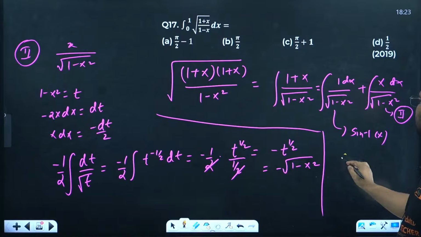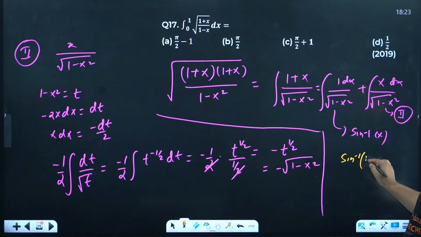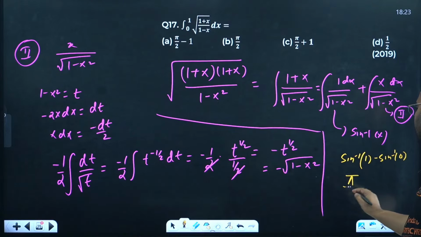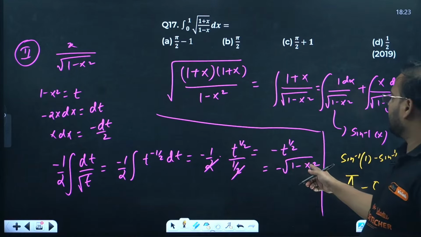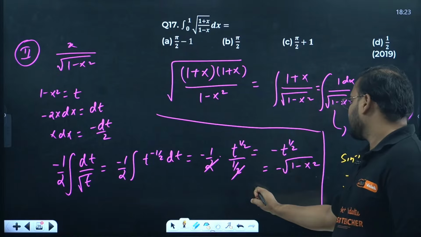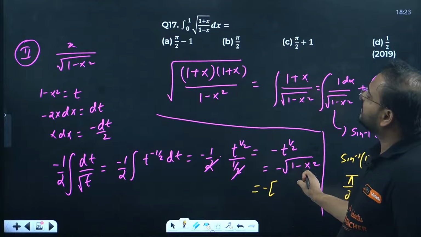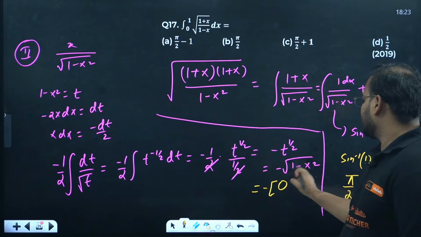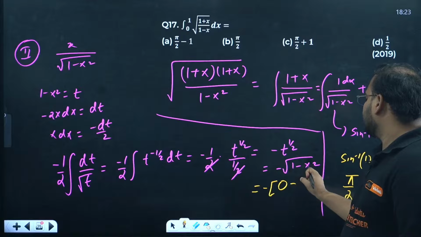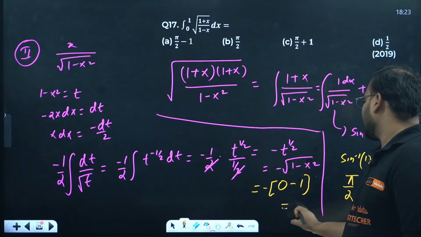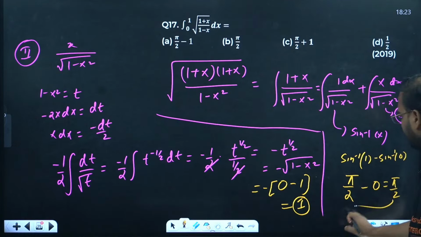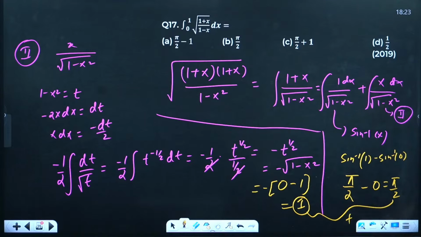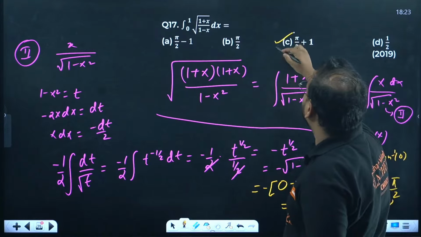First part, sine inverse of 1 minus sine inverse of 0. This value is pi by 2 and this is 0. So from the first part I'm getting the value as pi by 2. Put here the values 1 and 0. So we have outside minus 1. When you put the upper limit 1, it becomes 0 because 1 minus 1 is 0. For the lower limit 0, it becomes simply 1. Expansion gives you minus and minus 1 is plus 1. So pi by 2 plus 1. Answer is pi by 2 plus 1. Option C is correct.